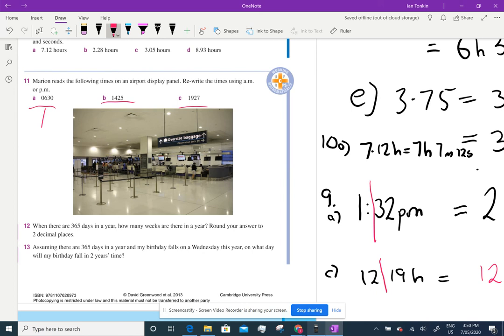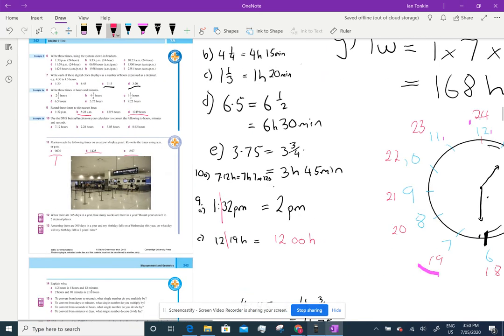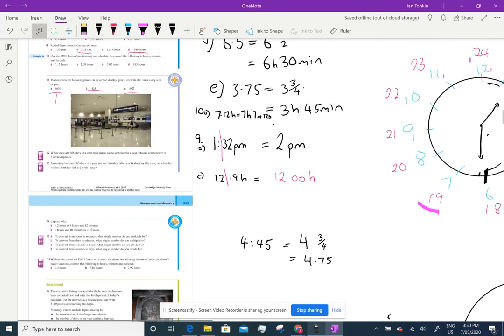All right, so that's our first lesson on time. Hopefully you've been able to do some of those questions. Some of them are difficult. Check with mum and dad. Use your calculator and make sure you email your teacher if you're having problems.